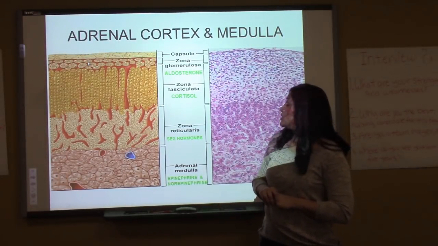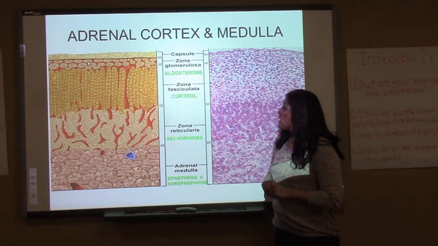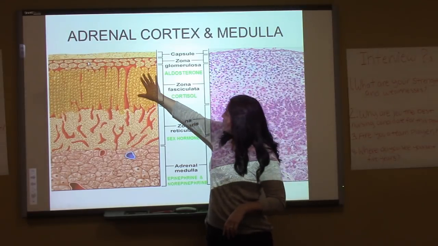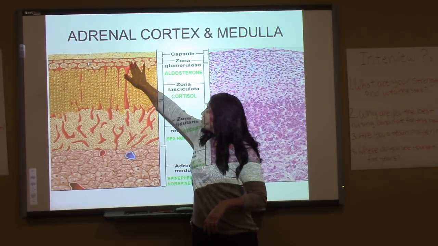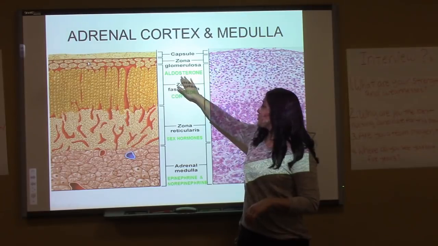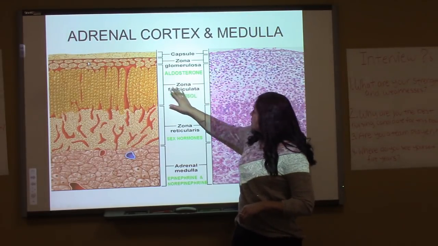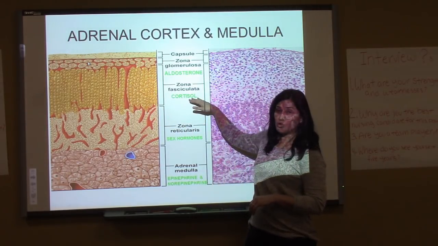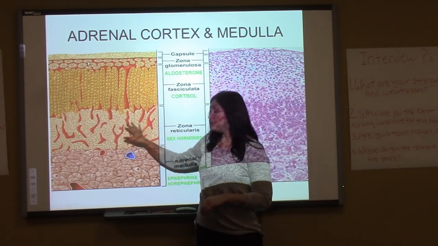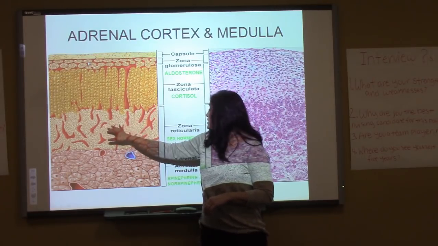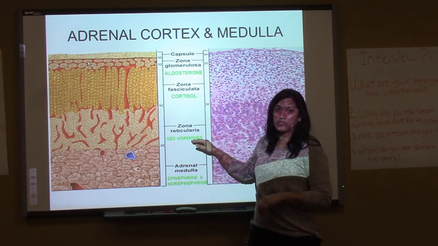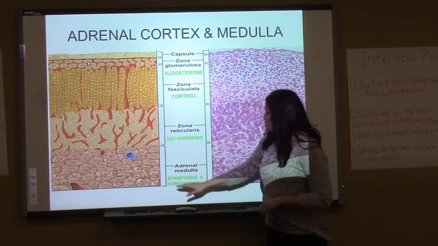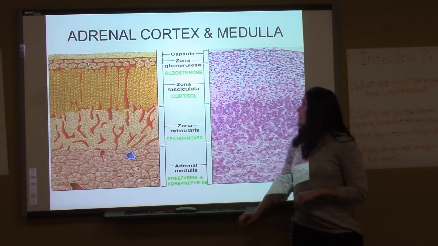Now let's talk about the adrenal cortex. The adrenal cortex has 3 distinct layers. The outermost layer, it's right here, is called the zona glomerulosa. It releases a hormone called aldosterone. The second layer is the zona fasciculata. It releases a hormone called cortisol. The innermost layer of the adrenal cortex is the zona reticularis, and it releases sex hormones. And this is the adrenal medulla, which releases epinephrine and norepinephrine.